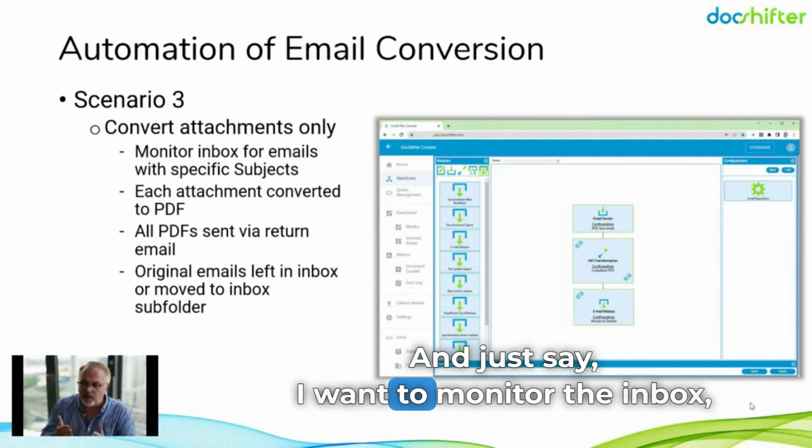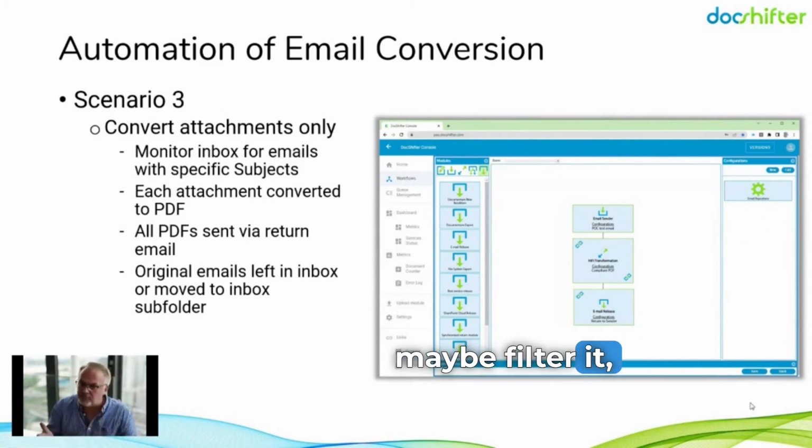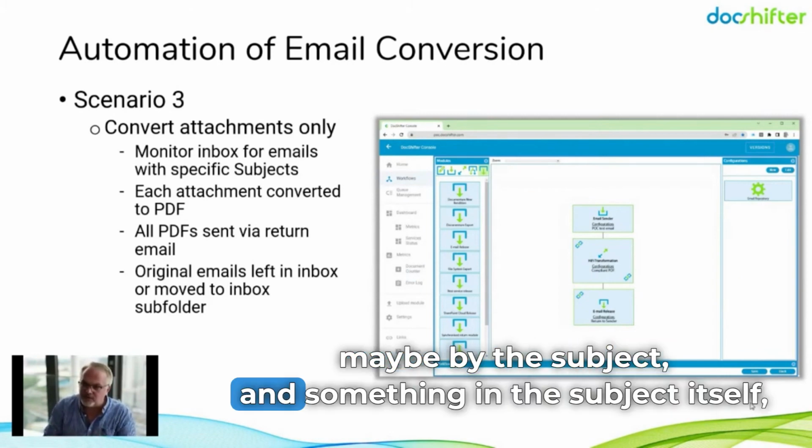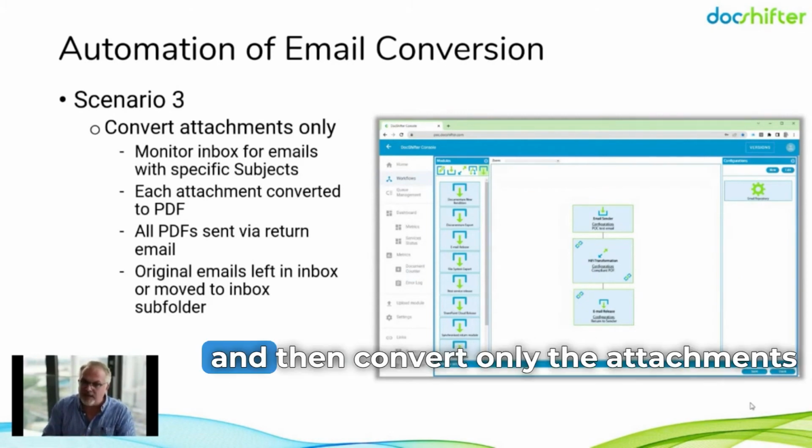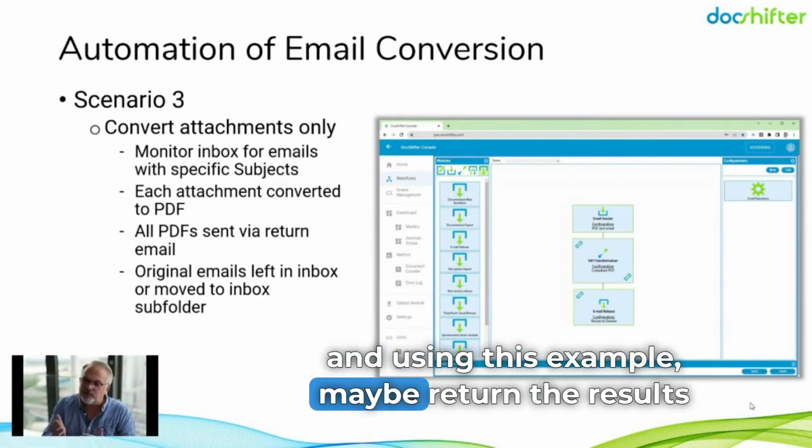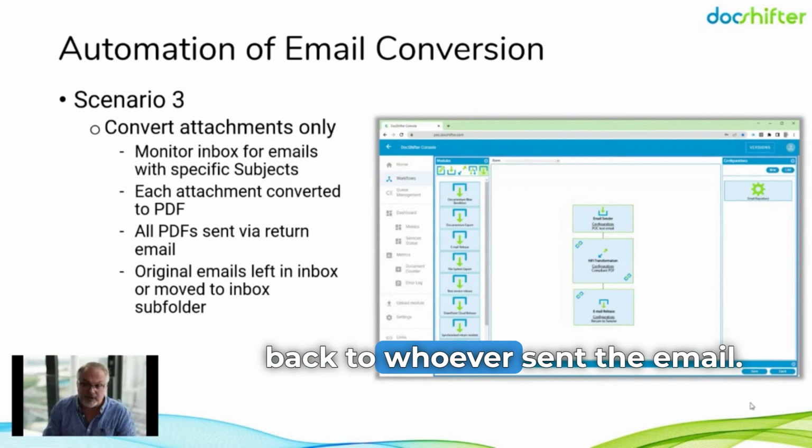And just say, I want to monitor the inbox, maybe filter it, in this case, maybe by something in the subject itself, and then convert only the attachments and return, using this example, maybe return the results back to whoever sent the email.